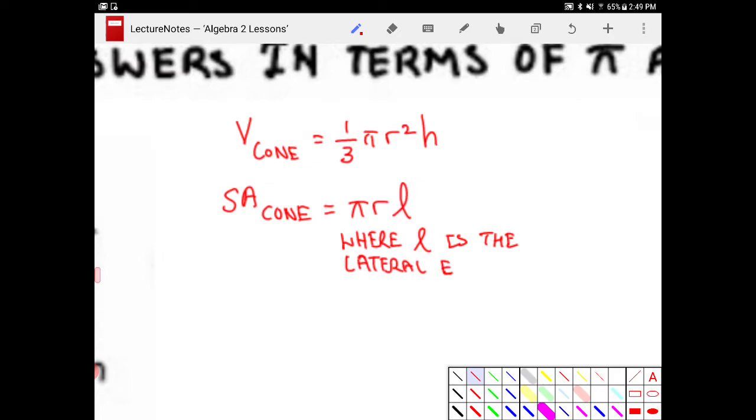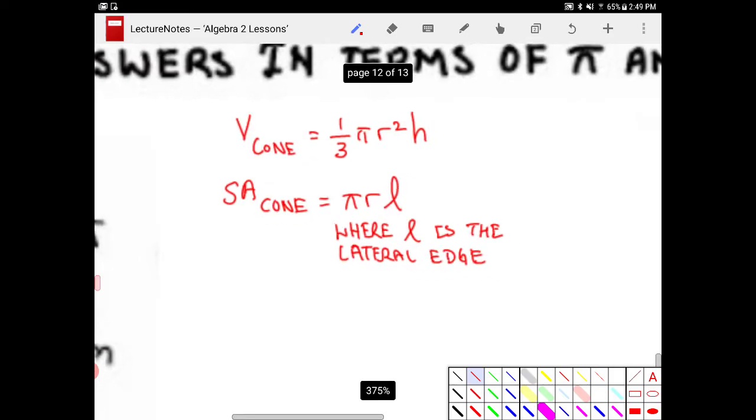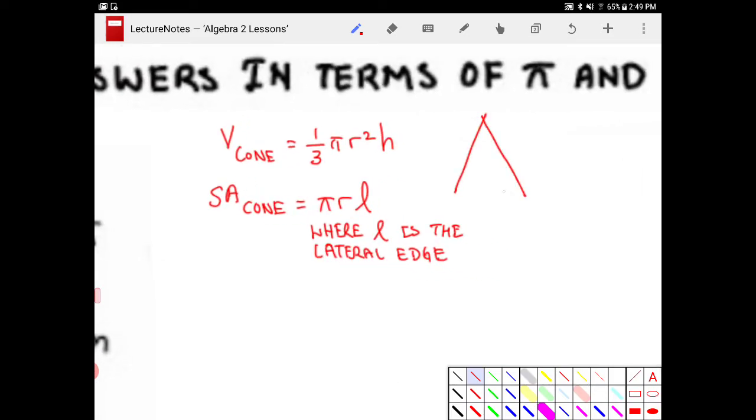And if you're wondering what that is, let me just draw it out for you guys. In any cone, or right circular cone for that matter, there's always going to be a height, and the height is always going to be from the very tip down to the base. The radius of the base is from the center to the edge of the circle, and then this guy right here, that's called the lateral edge.